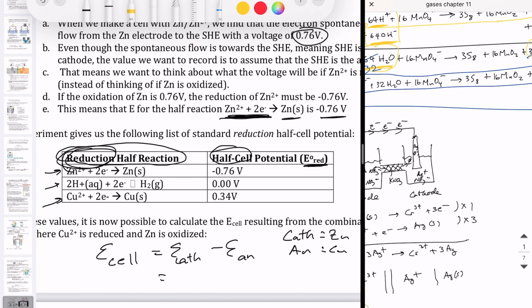Well, if the cathode is zinc, that means the E cathode is going to be negative 0.76 minus the E anode. Well, the E anode, if it's copper, it's going to be 0.34 volts. So when you subtract these two things, negative 0.76 minus 0.34, you get negative 1.1 volts. But it's negative, so it doesn't work, right? Because remember, what we learned earlier is that spontaneous flow must always give you an E cell that is positive. That means that to make the zinc the cathode and to make the copper the anode will not work. It's not going to be spontaneous.